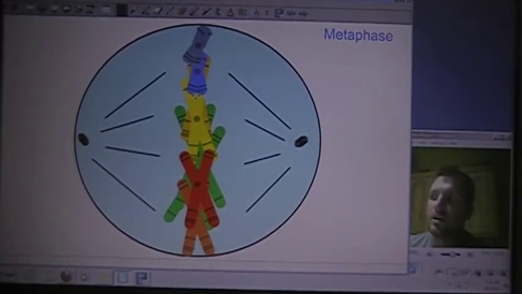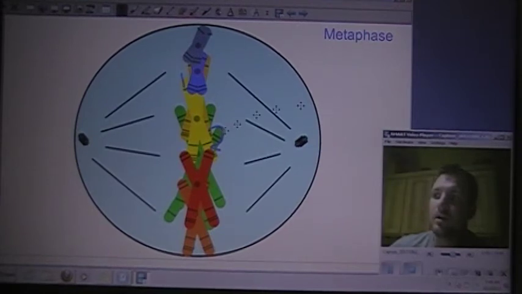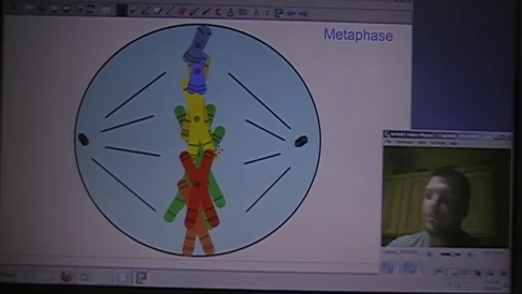And notice, number 1 chromatid is over here, and number 2 chromatid is over here. This is one pair and this is another, and these two are the exact same.